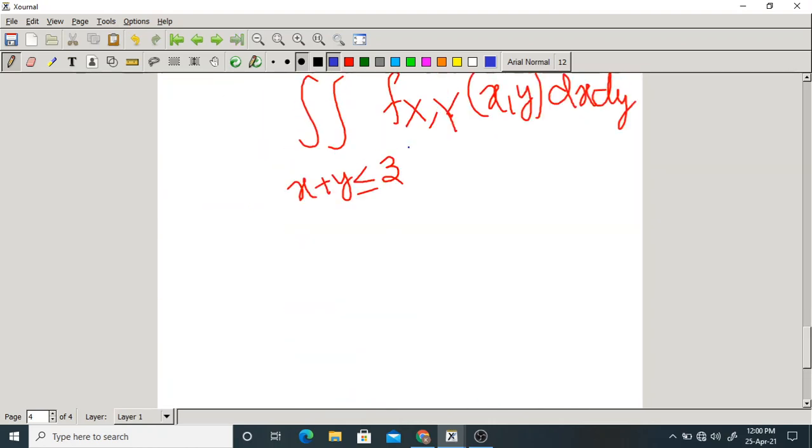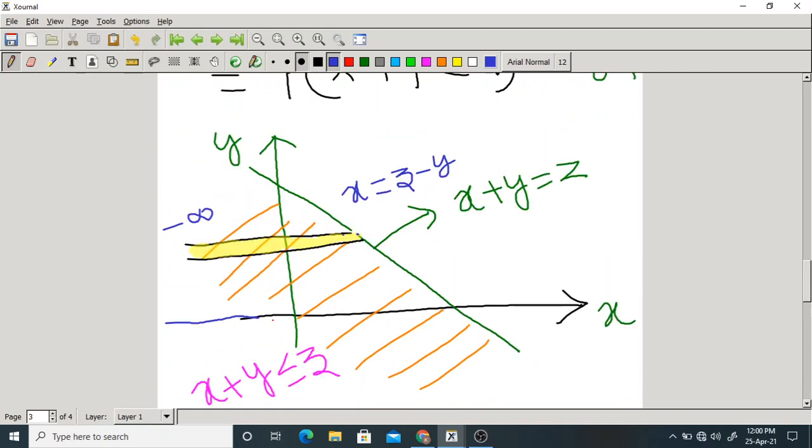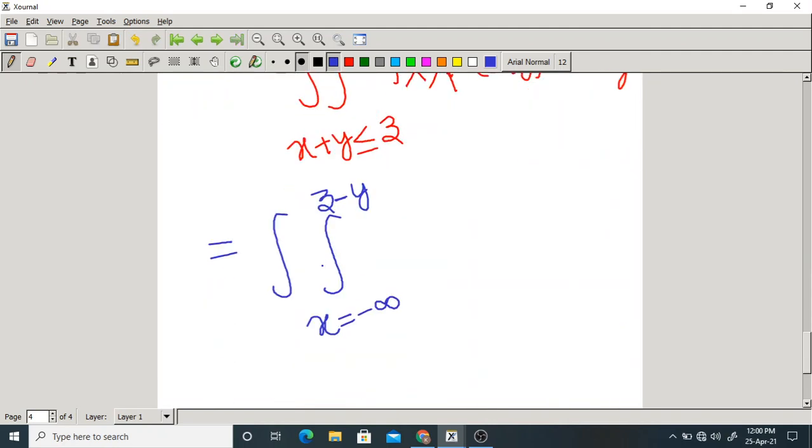Let me take the first inner integral. Please be careful while writing here. I am integrating over x from minus infinity to z minus y. These are the limits of x. What about y? Just slide this strip over y like this. Obviously y is taking all values. So y is from where to where? Minus infinity to plus infinity.